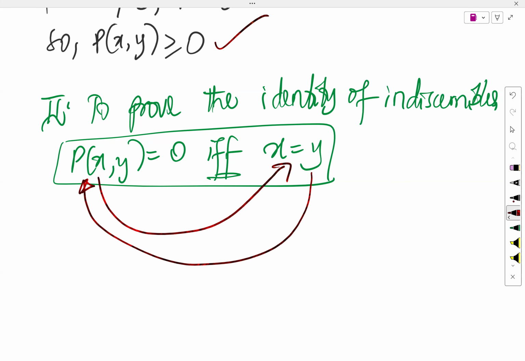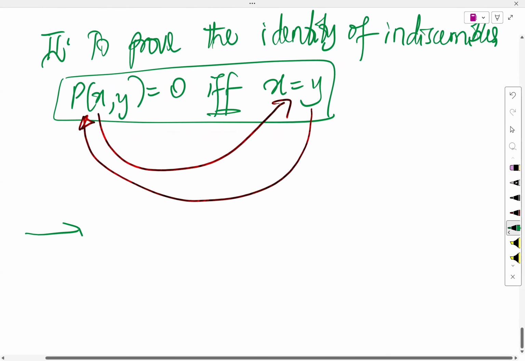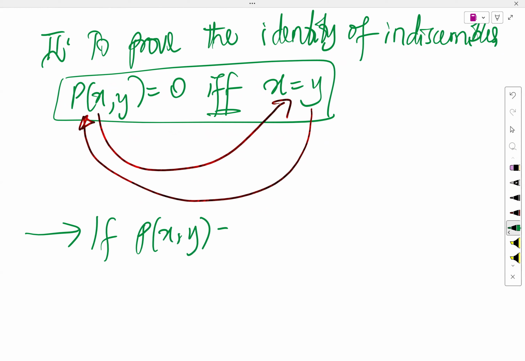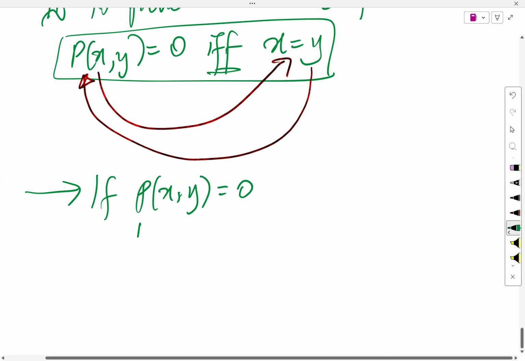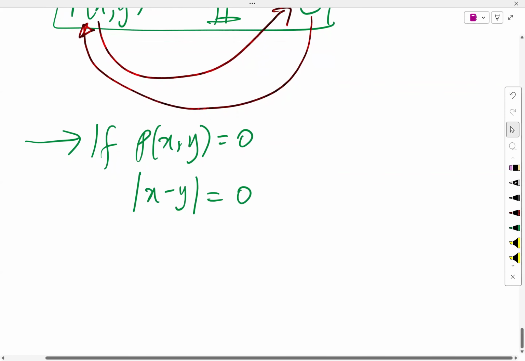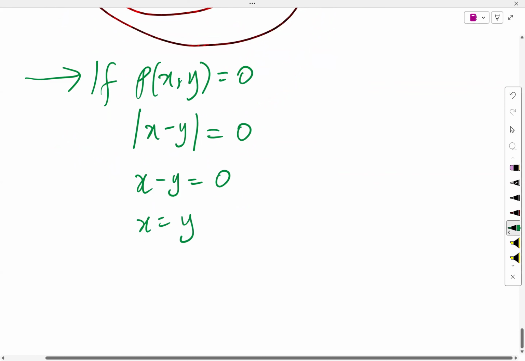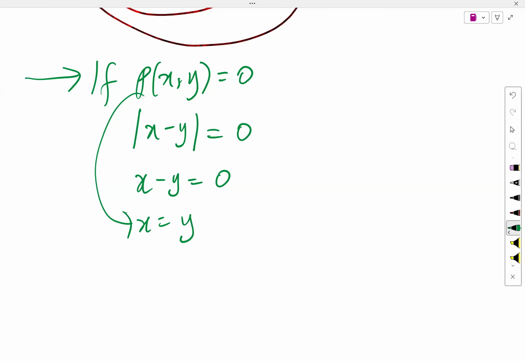That's the only way you can show that you can actually prove an if and only if thing. So what do we do? If we want to go from left to right, we say if P of xy is equal to 0. Of course, you already know that P of xy means the absolute value of x minus y, because P of xy is a metric, a distance function. And the distance between 2 points is the absolute value of the difference between them. So the absolute value of x minus y equals 0. That's what that implies. And of course, you can as well write this as x minus y equals 0. And then from there, that means x is equal to y. So you see now you have started from P of xy equals 0 and you have ended at x equals y.